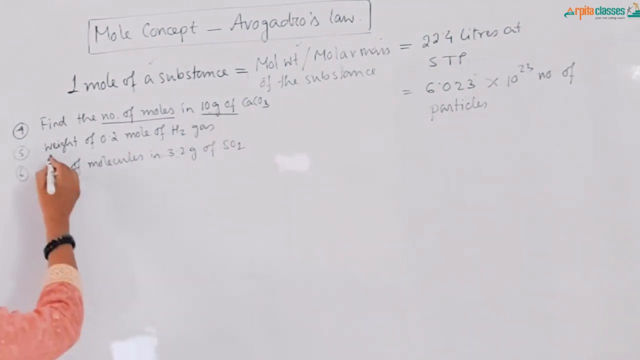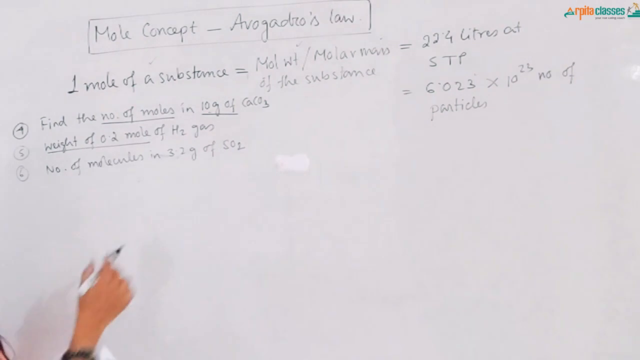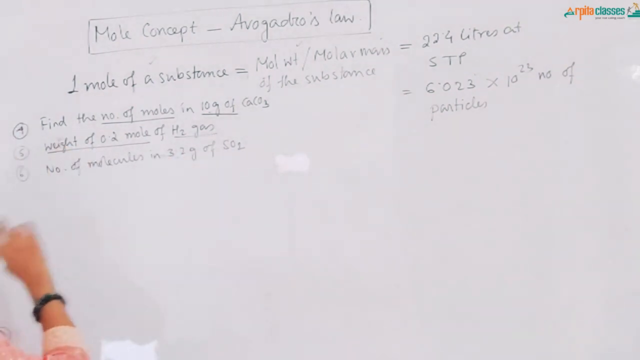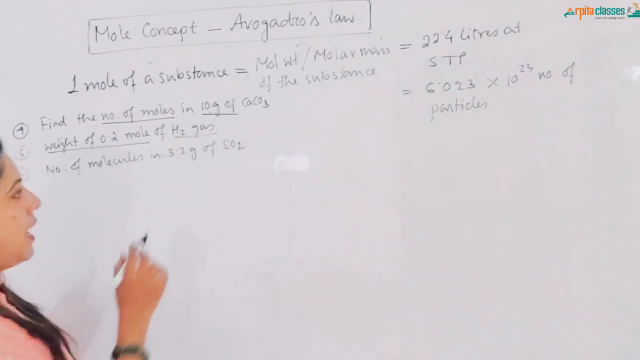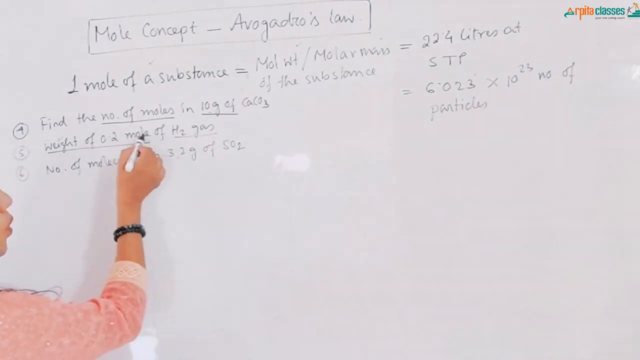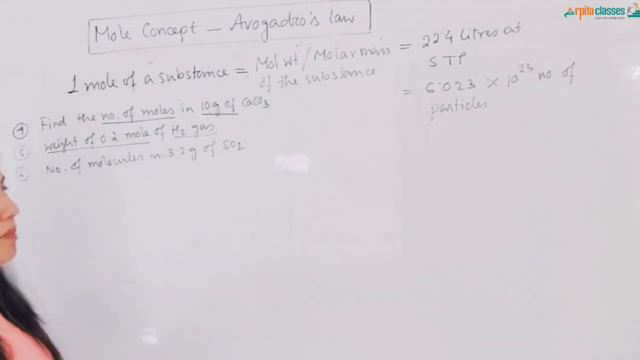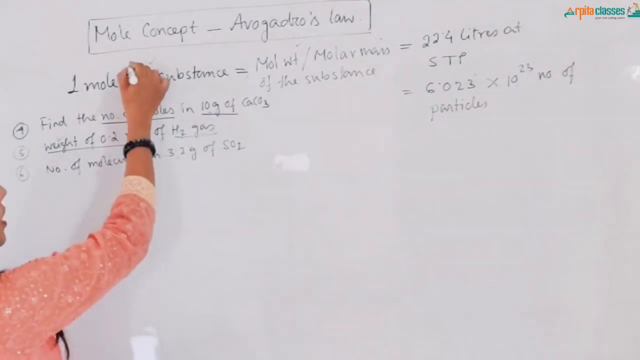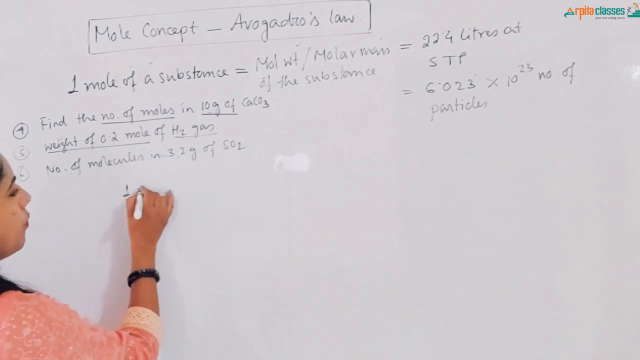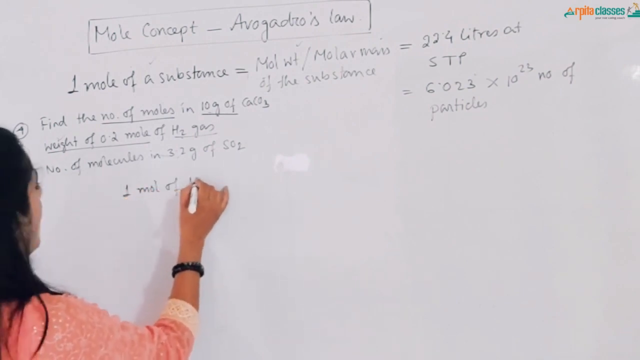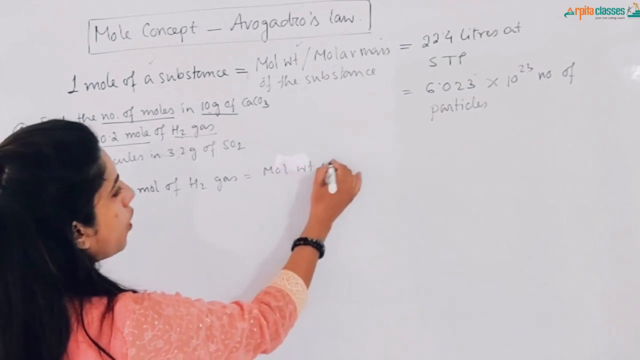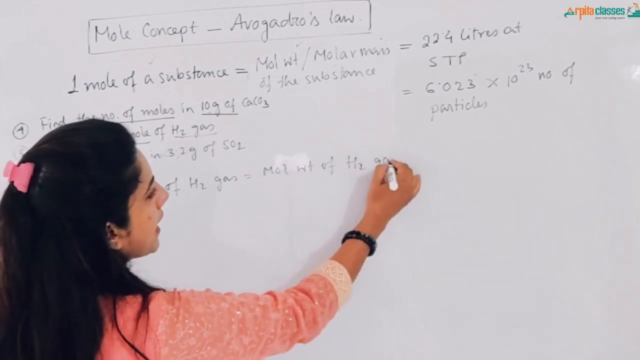The fifth sum is the weight of 0.2 mole of hydrogen gas. So what they are asking is weight. Weight is related to molecular weight, and what is given is 0.2 mole, which is related to 1 mole of a substance, and our substance is hydrogen gas. So we'll take out now this and this. We'll write 1 mole of hydrogen gas is equal to the molecular weight of hydrogen gas.